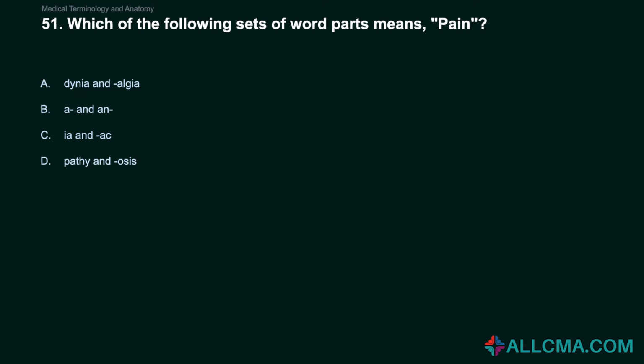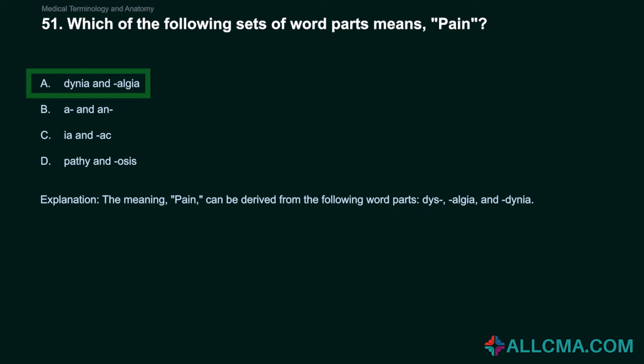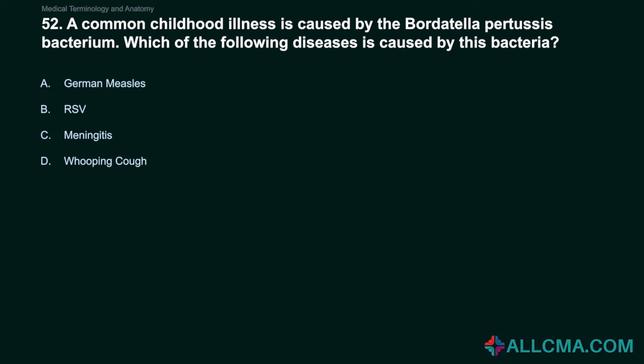51. Which of the following sets of word parts means pain? A. Dynia and algia. B. A and in. C. Ia and AC. D. Pathy and ausis. Correct answer, dynia and algia. The meaning, pain, can be derived from the following word parts, algia and dynia.